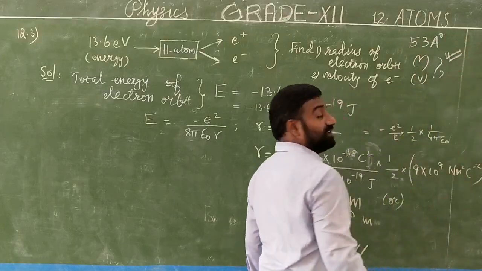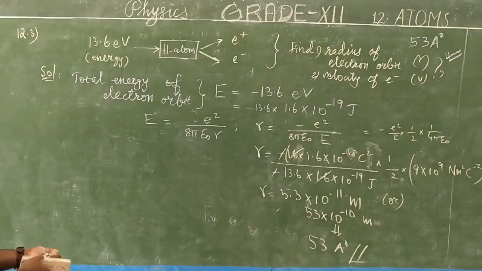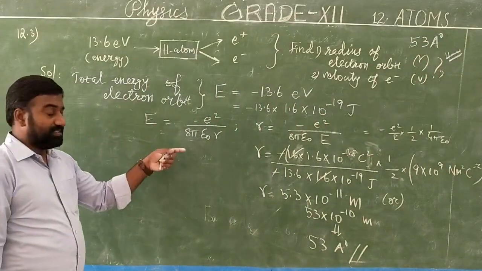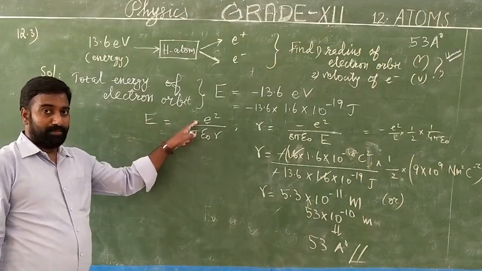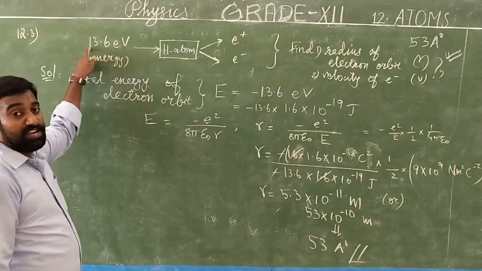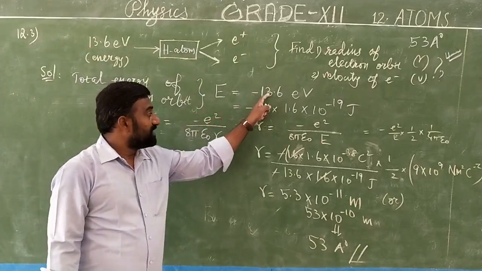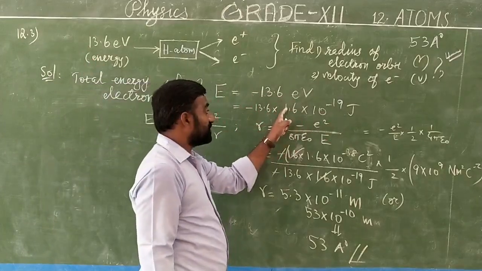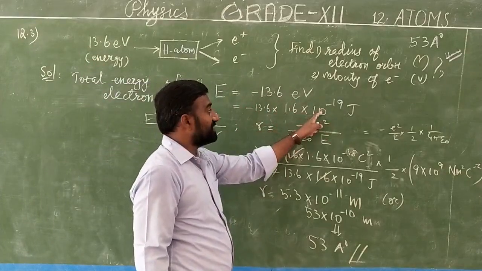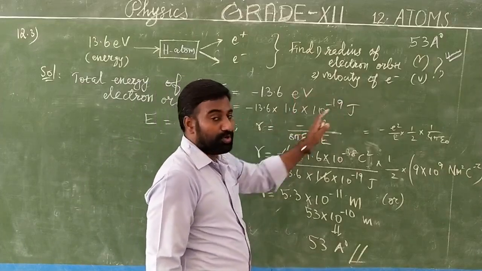I repeat once again, how to solve this question. The total energy of an electron orbit would always be negative. But the question gave only 13.6, so here we should mention minus. So minus 13.6 electron volt we have to change into joule, because one electron volt is equal to 1.6 into 10 to the power minus 19 joule.